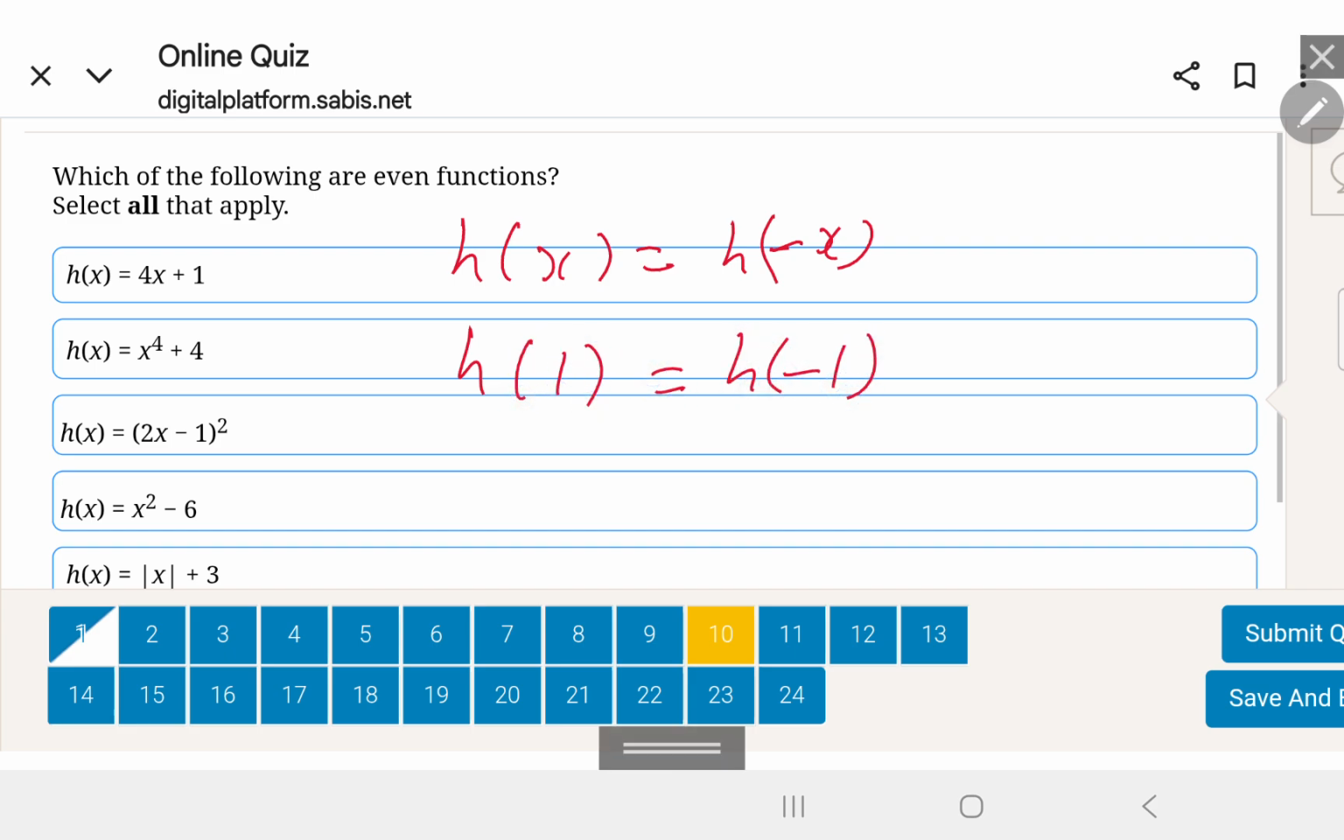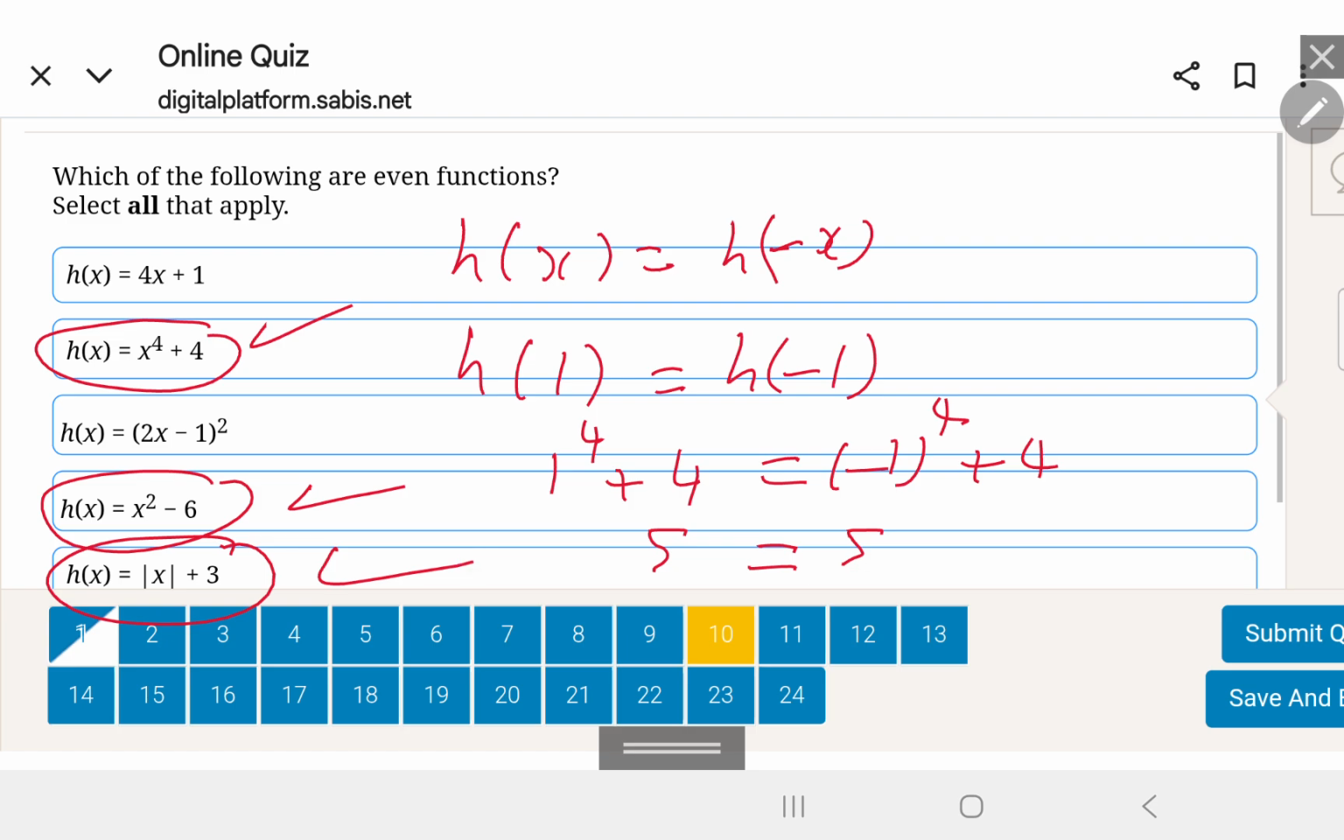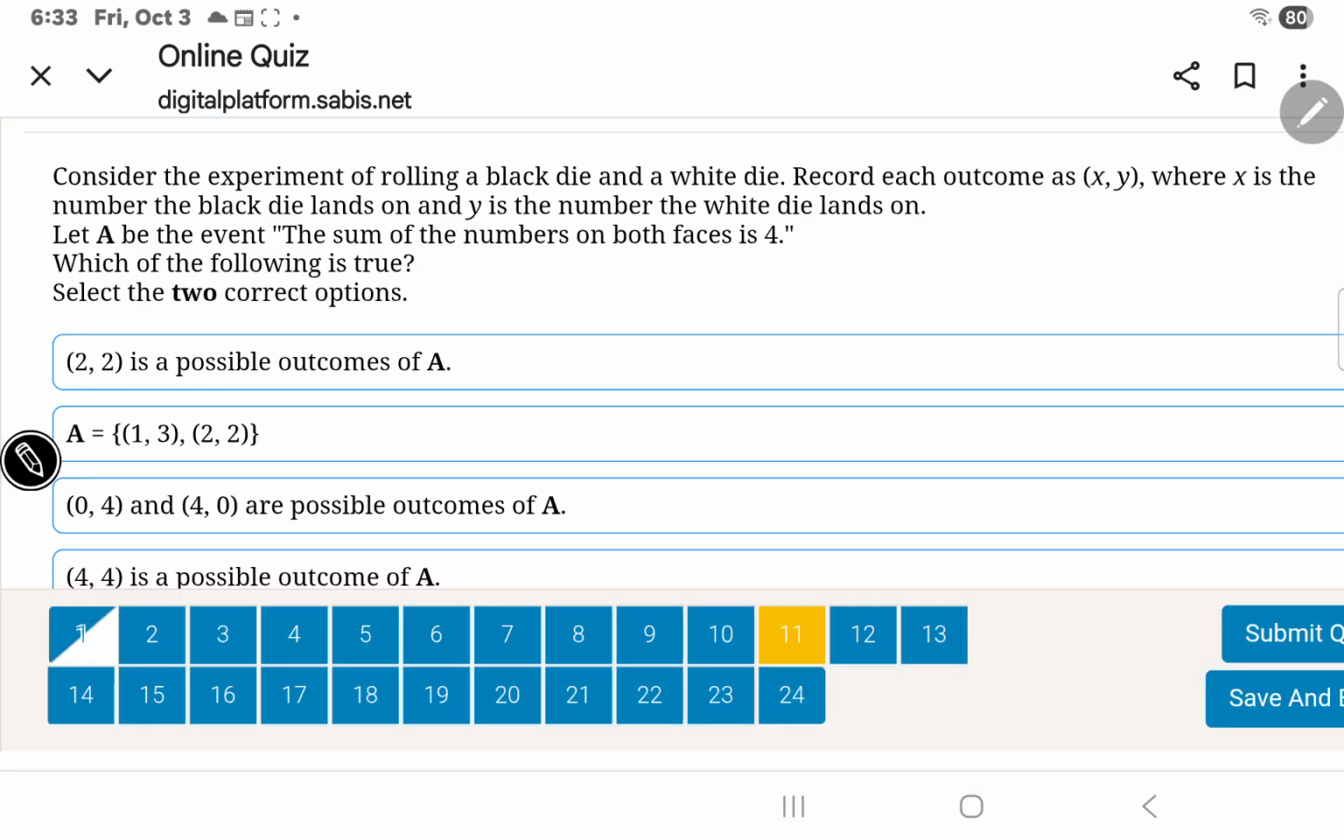If not, it's not. So if I try this function, for example, h of 1 means 1 to the power 4 plus 4, and h of negative 1 means negative 1 to the power of 4 plus 4. In both cases, we get 5. So this is an even function. If you try this also here, you find it an even function, and here you find it an even function. So these are the three options you have to choose. Question 11.